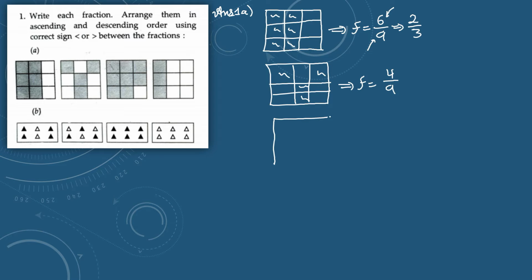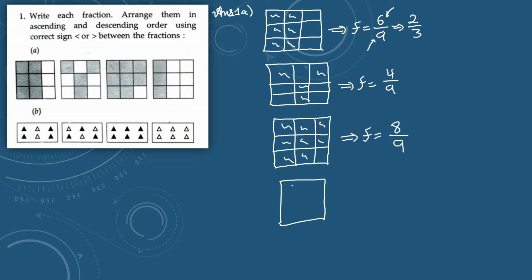In the third figure, we have a total of 8 squares shaded. So first of all we are going to draw the diagram. We have these 8 squares shaded, and the fraction of shaded squares would be 8 ninths. Now for the last figure, we have a total of 3 squares shaded, in the first column. So the fraction of shaded squares would be 3 ninths or 1/3.